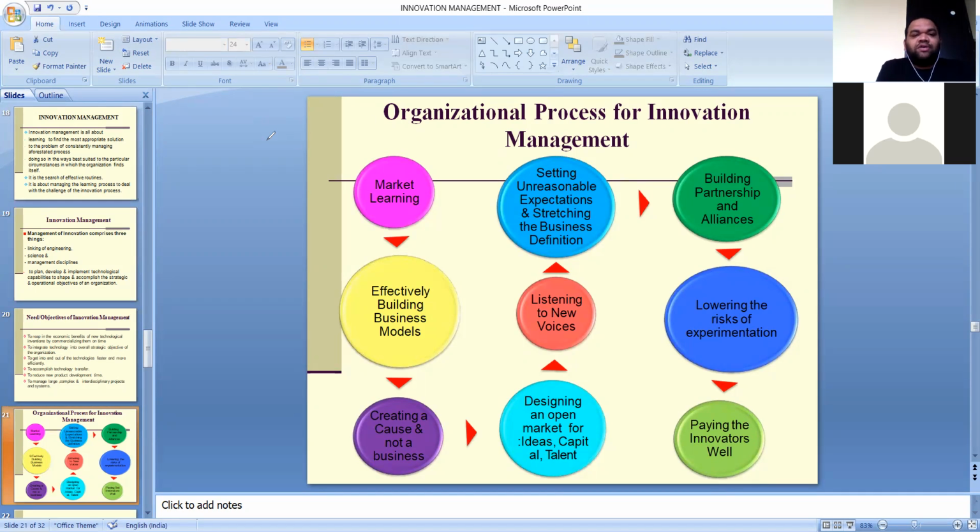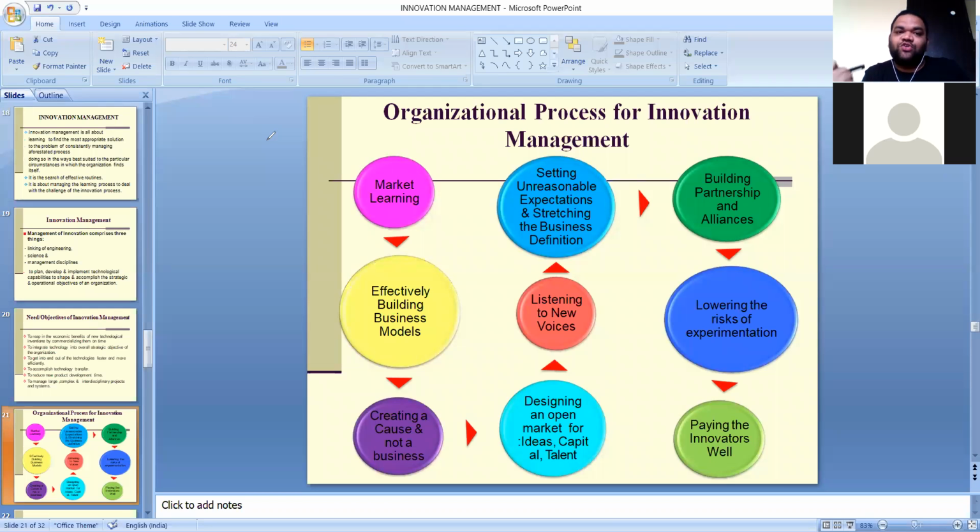The first one is market learning. The second one is effective building of business models, and the third one is creating a cause and not a business. Next, designing an open market. Next, listening to new voices. The sixth one is setting unreasonable expectations and stretching the business definition. The next one is building partnerships and alliances. The next one is lowering the risks and experimentation. And the last one is paying the innovators well.